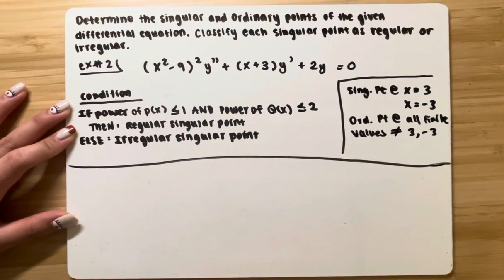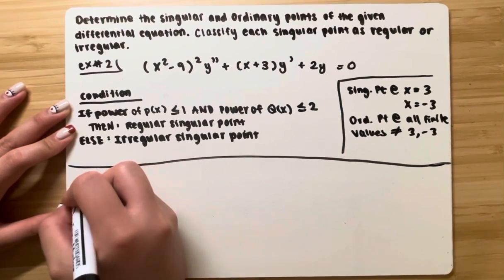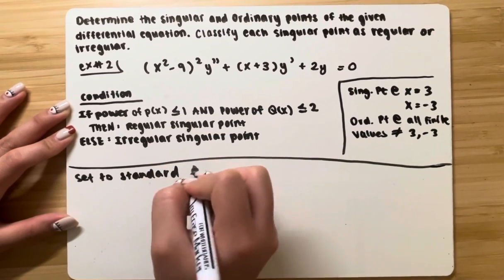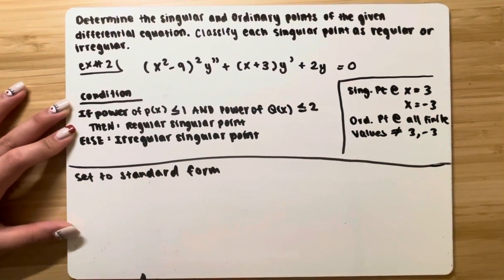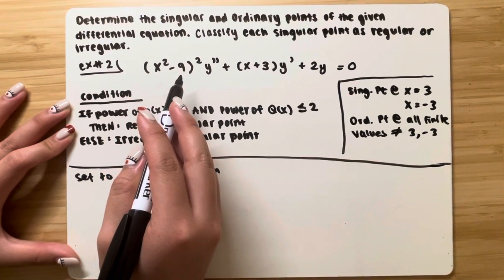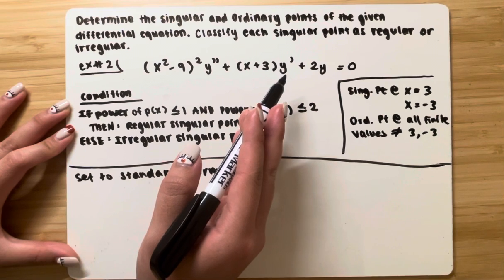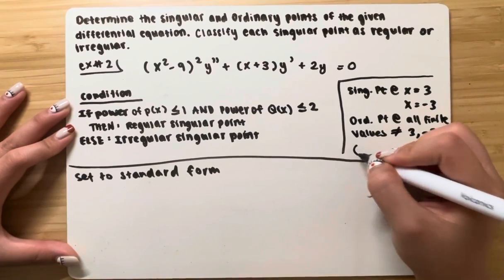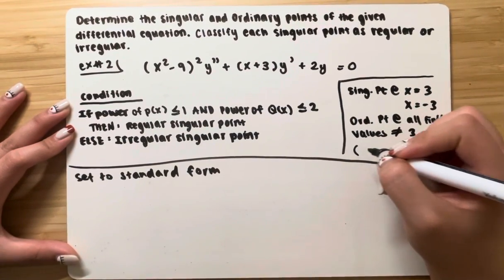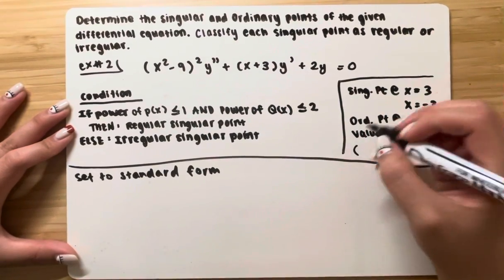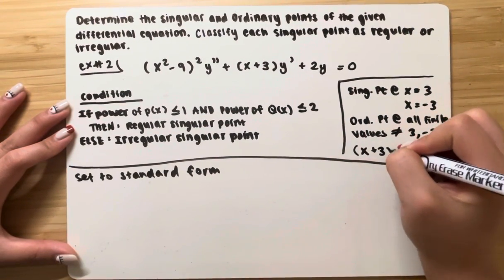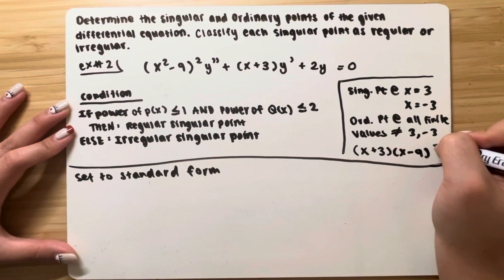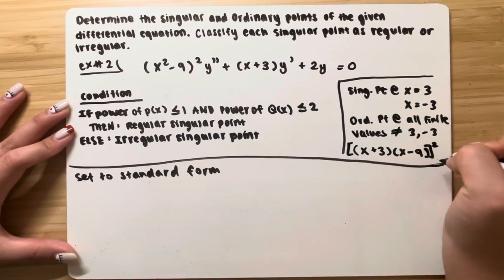Begin by setting this to standard form. Divide (x squared minus 9) quantity squared on all terms, which you figured out 2 minutes ago that you can factor to be (x plus 3) and (x minus 3), squared, all of this.